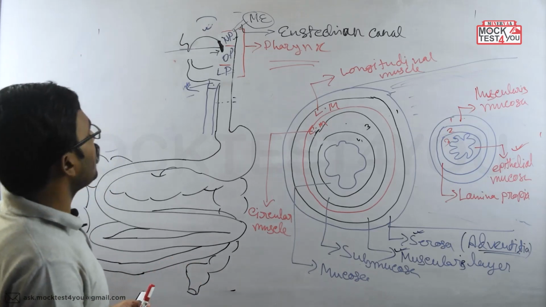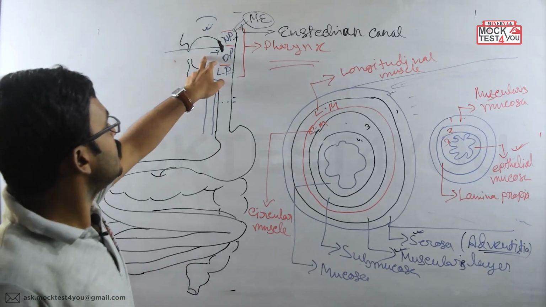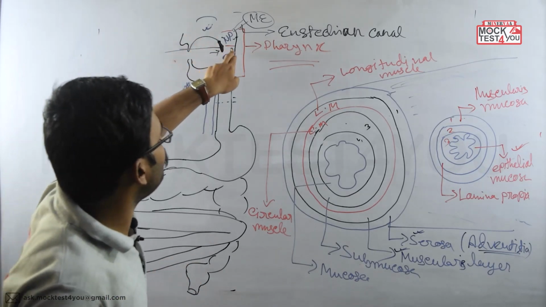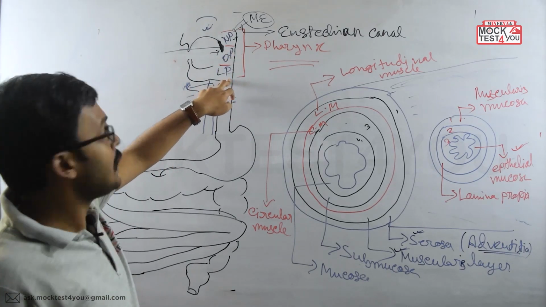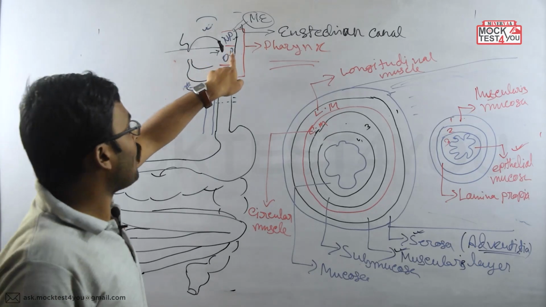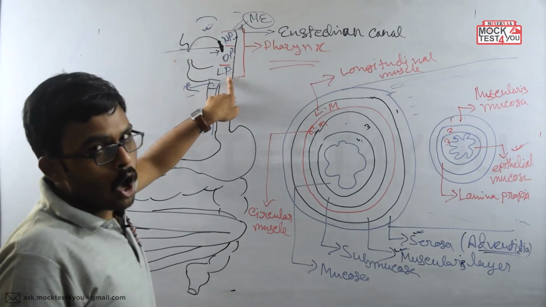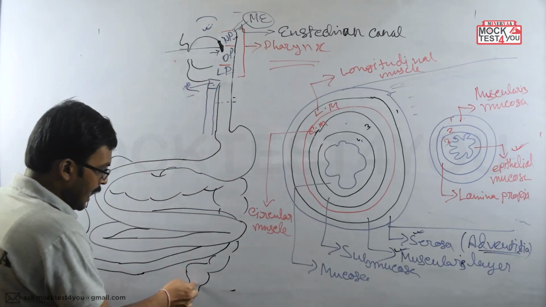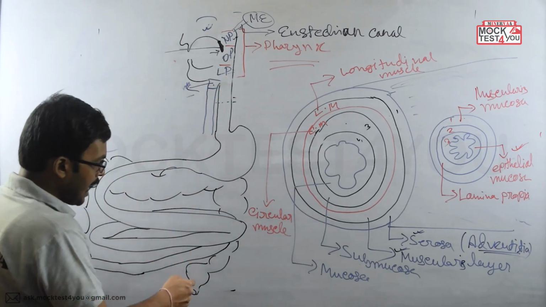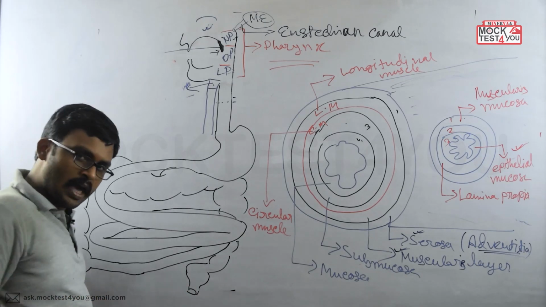Clear? So if I start from the oral cavity, then the oral cavity, pharynx, and the first portion of the esophagus, and along with that the anal canal region, which is opening into the anus.